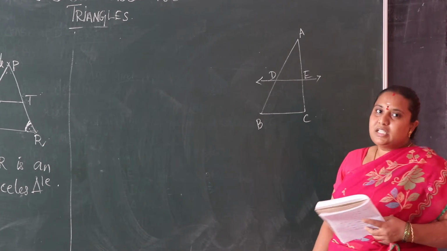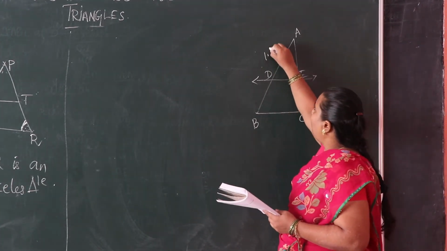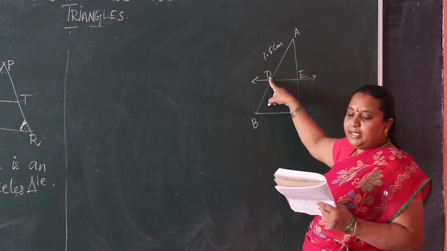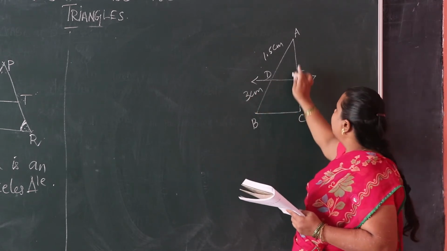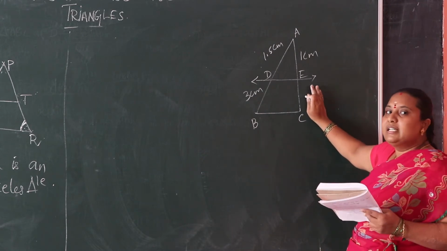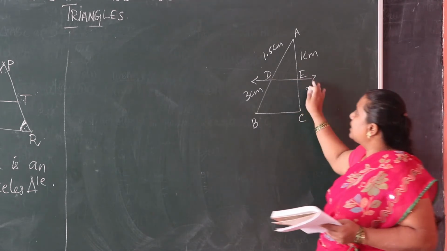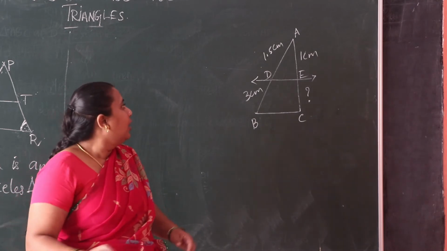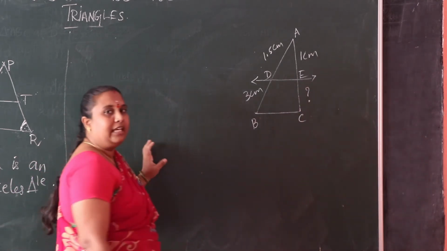The values are also given. AD equals 1.5 centimeter and DB equals 3 centimeter, and AE equals 1 centimeter. Here we want to find the side EC. Now we have DE parallel to BC. We want to find the value of EC.